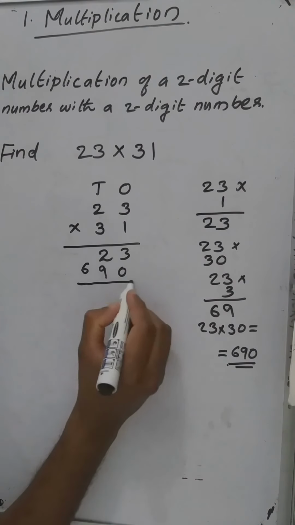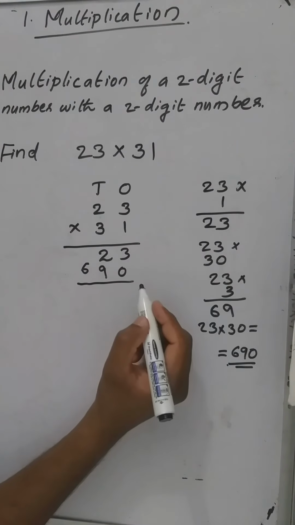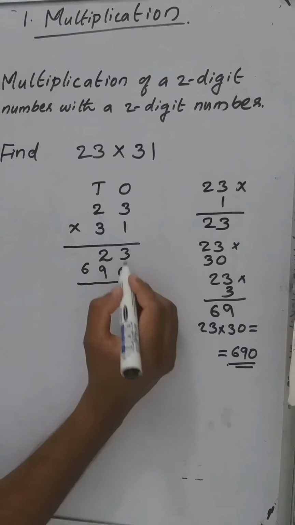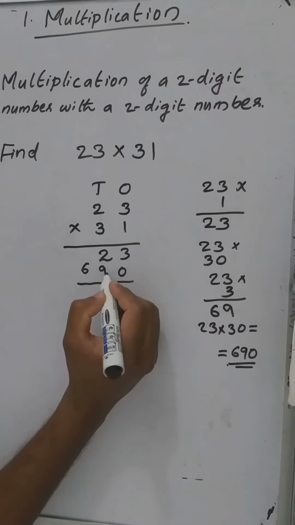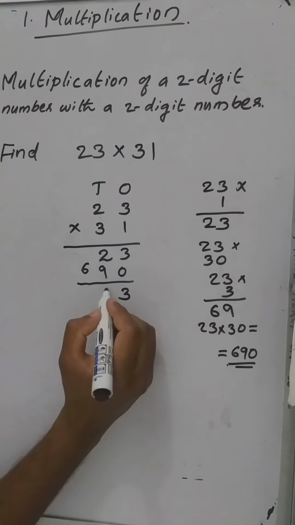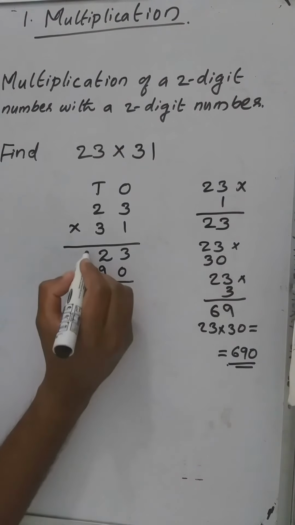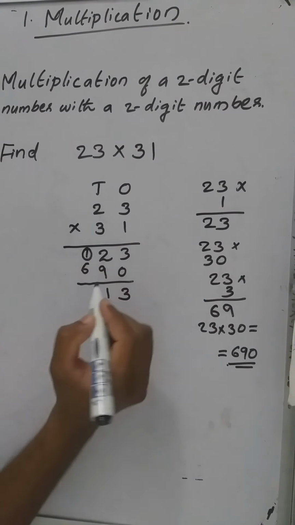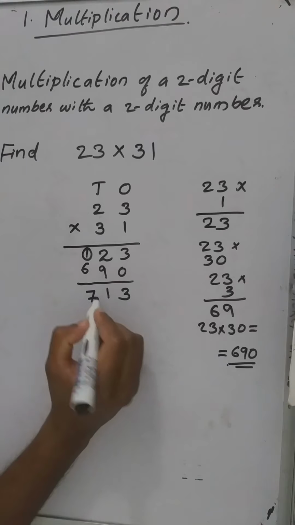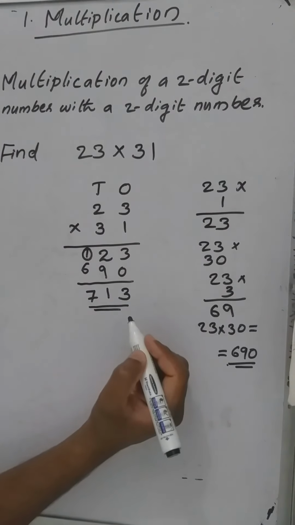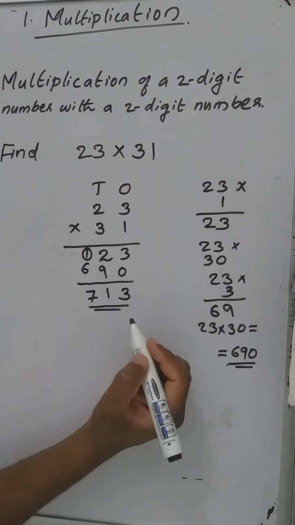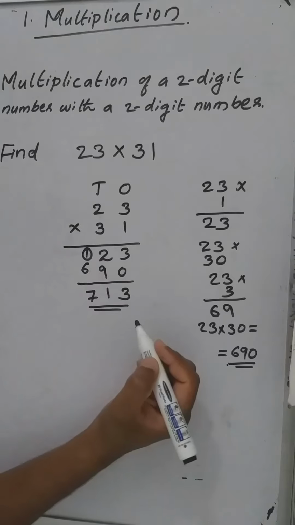Now we can add these numbers. So 3 plus 0, 3. 2 plus 9, 11. So you have to write 1 and carry forward 1 to this 6. So 1 plus 6, 7. So now we got the answer 713. So 23 multiplied by 31 is equal to 713.